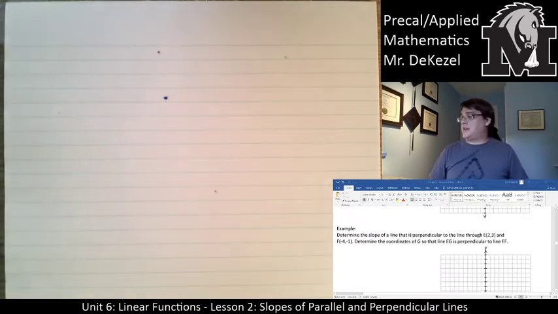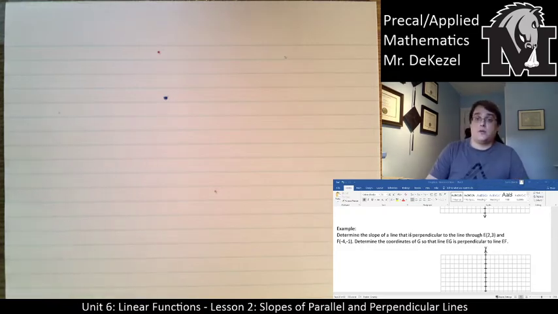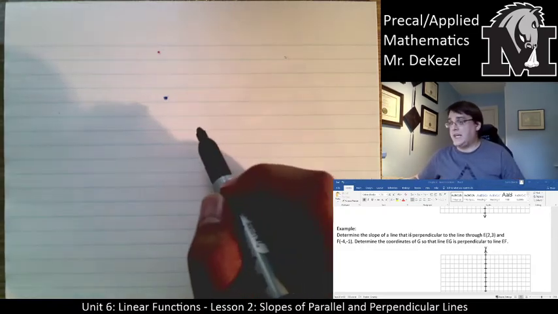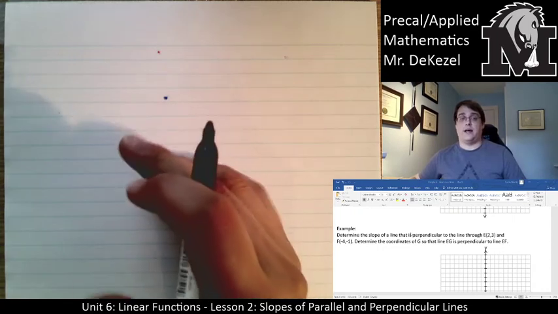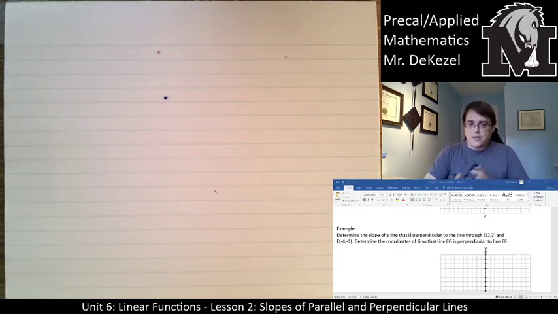Let's do this example. Determine the slope of a line that is perpendicular to the line EF. Determine the coordinates of G, so the line EG is perpendicular to that line. What we're going to do is draw the line EF, choose any point on that line, and then find the negative reciprocal of its slope and use that to count out the dots.